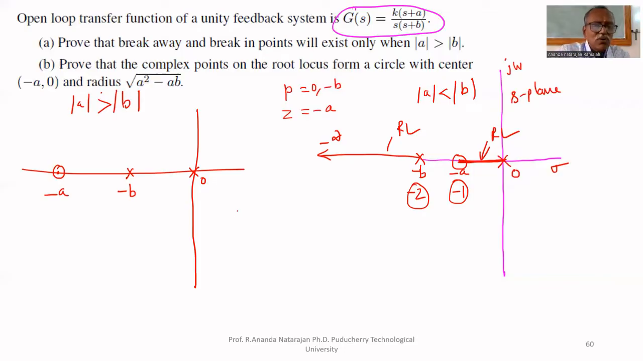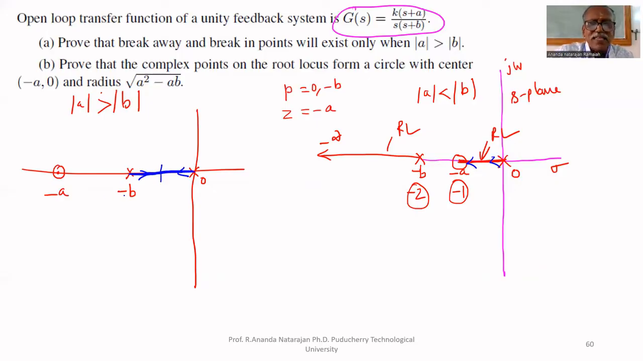So now, this is part of root locus. Because between minus B and 0, to its right, we have an odd number of poles and zeros. Both are starting points here, and this is the end point. This is a starting point. That's why no problem, no breakaway point. But here, both are starting points. Definitely there will be a breakaway point.